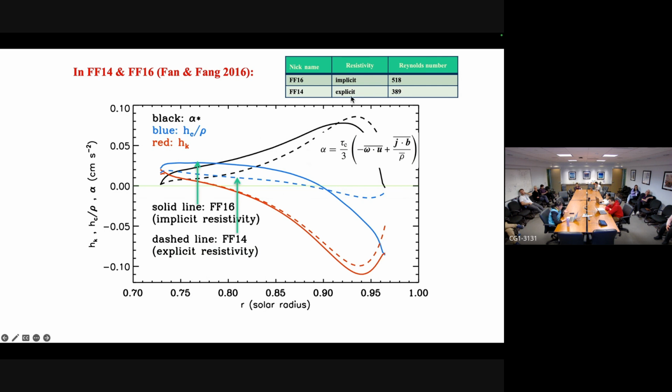The Reynolds number in this simulation is this, and the Reynolds number in the 2016 simulation is this. Here again the blue lines are the current helicity term and the red lines the kinetic helicity term, and the solid line is from the 2016 paper and the dashed line is from the 2014 paper. You see here that with the increase of the Reynolds number, the current helicity term becomes larger and larger.